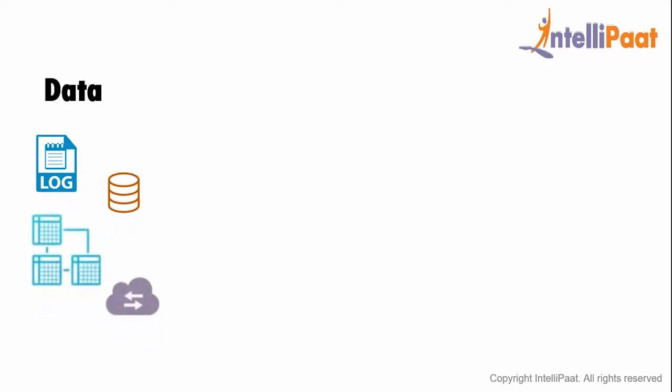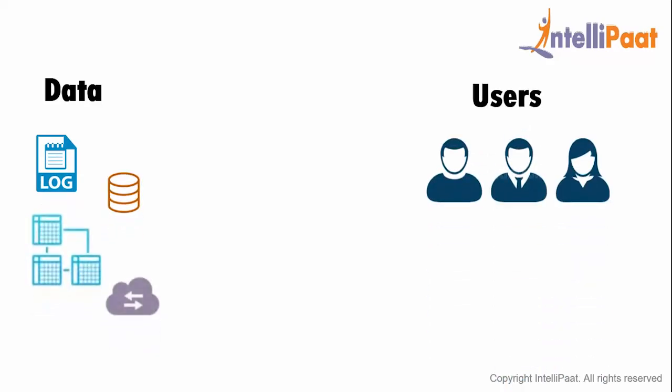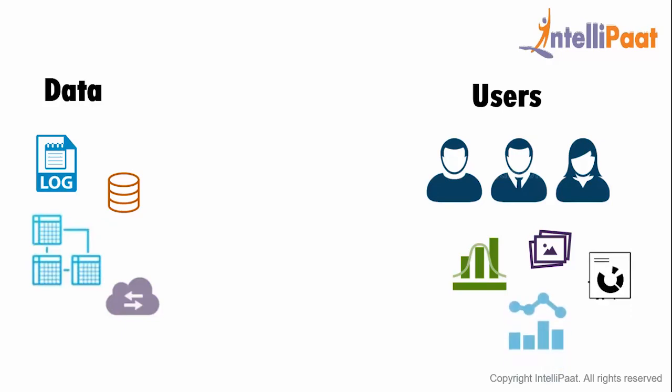Now let us see how Splunk works. We have data that is stored in machines, which can be in the form of logs, databases, views, or API calls. On the other hand, we have users who act as information consumers from various sources. The business operations need graphs, images, pivots, and dashboards to make better decisions for the business.